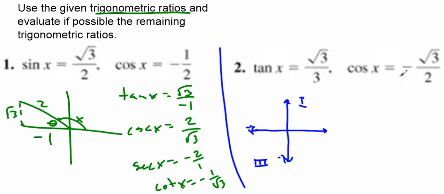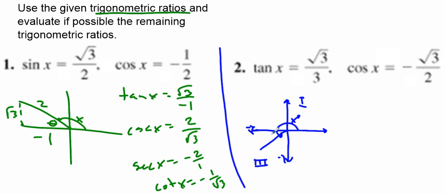Now, the next thing we notice is that we have cosine, which is also negative. So where's cosine negative? Cosine is definitely not negative in quadrant 1, but it is negative in quadrants 2 and 3. Since we already have tangent positive in quadrant 3, guess where our triangle is? Our triangle is going to be right there, and the angle we're looking at is this angle going around here. That's going to be our x angle.